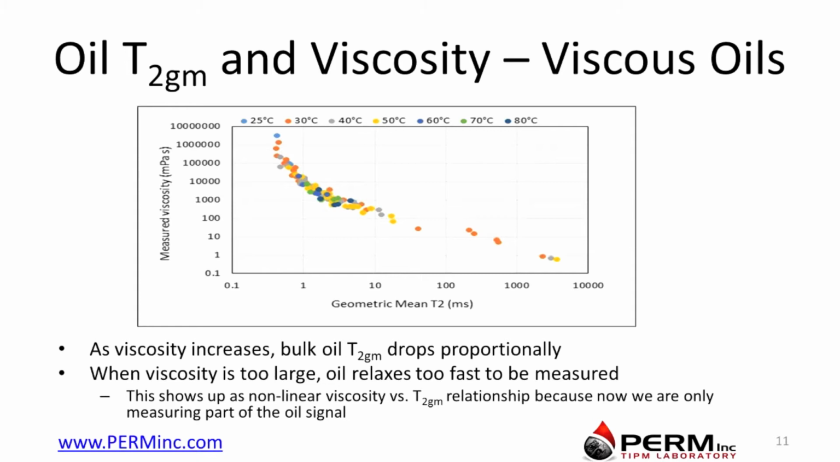What's happening at this part of the spectrum, for these types of very high viscosity oils, is that the oils are relaxing too quickly to be measured. So they're relaxing so fast that they are outside the range of what the NMR tool can capture, and the NMR is only measuring a part of the oil signal. And so whatever the NMR is capturing, this is related to the hardware limitations, and this is why we lose this linearity between T2 and viscosity for high viscosity fluids. And most of the oil is now relaxing too quickly to be measured.